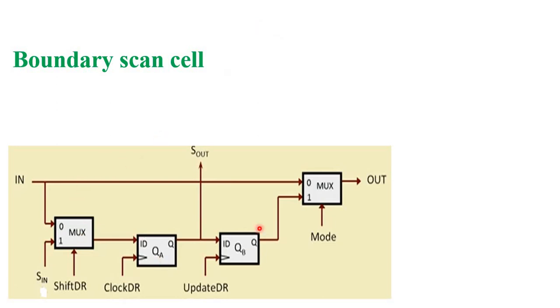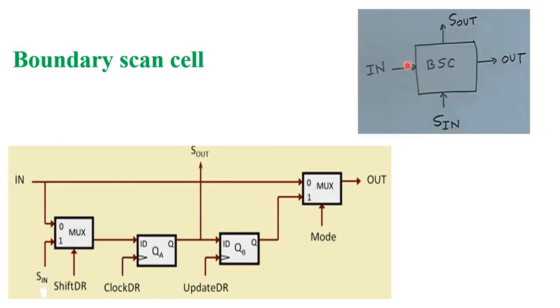So internally, these boundary scan cells will be present. How many signals are present here? I can simply show it like that. BSC is nothing but boundary scan cell. The boundary scan cell has 4 signals. One is in and the second one is out. This is S in and S out.